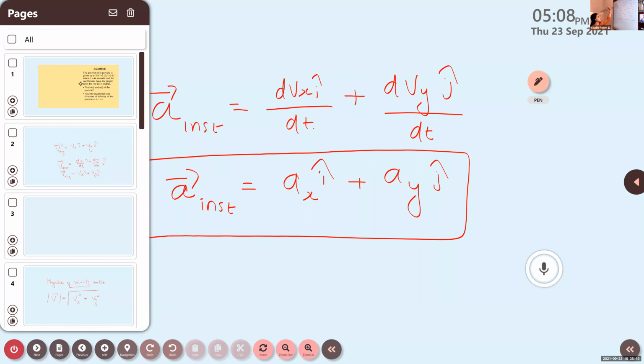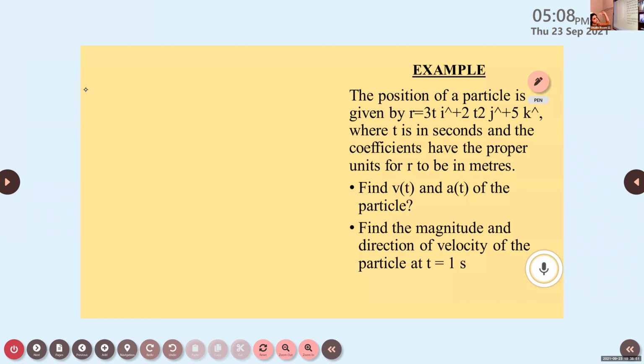Okay, write one question. The position of a particle is given by r is equal to 3t i cap plus 2t square j cap plus 5k cap, where t is in seconds and the coefficients have the proper units for r to be in meters. Find v of t and a of t, the velocity vector and acceleration vector of the particle. One more sub question: find the magnitude and direction of the velocity of the particle at t is equal to 1 second.